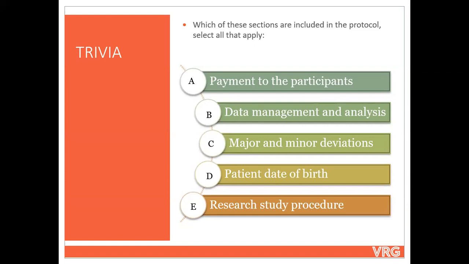And we'll do a little trivia here to see how your understanding of the section is. So you don't need to answer, but think for yourself which of these sections are included in the protocol and select all that apply. A, payment to the participants. B, data management and analysis. C, major and minor deviations. D, patient data first. E, research study procedure.